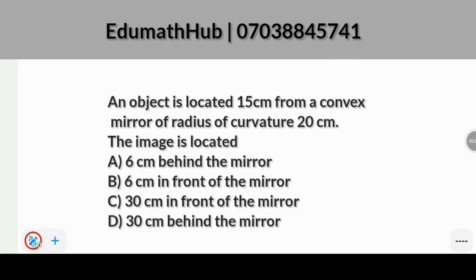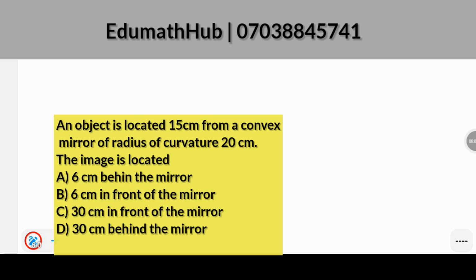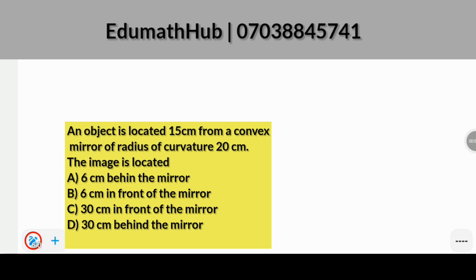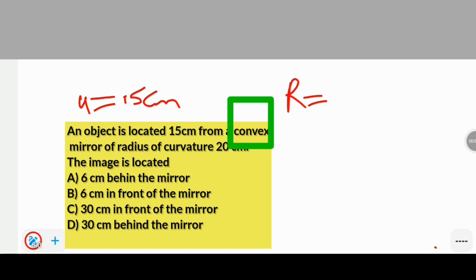For the next question, we're told that an object is placed 15 centimeter from a convex mirror of radius of curvature 20 centimeter. The image is located dash. So we have some options here to find the properties of the image formed. Let's pick out the parameters from the question first. The object distance u is 15 centimeter, straight from the question. This is a convex mirror, take note of that. The r we are told in the question is 20 cm.